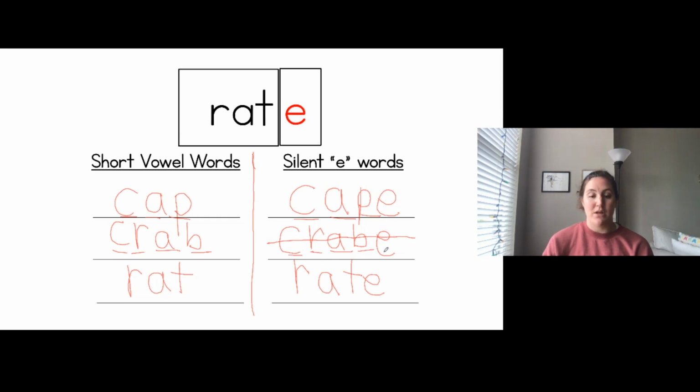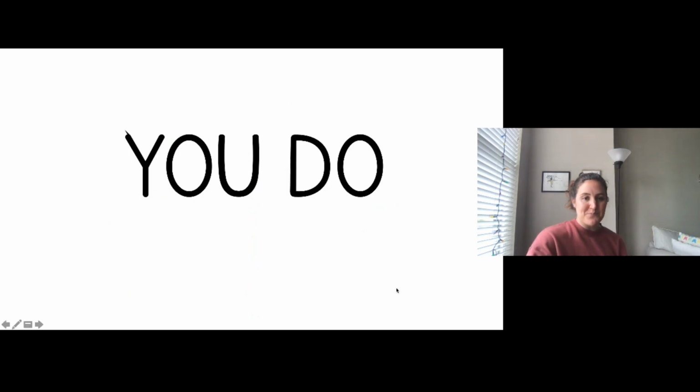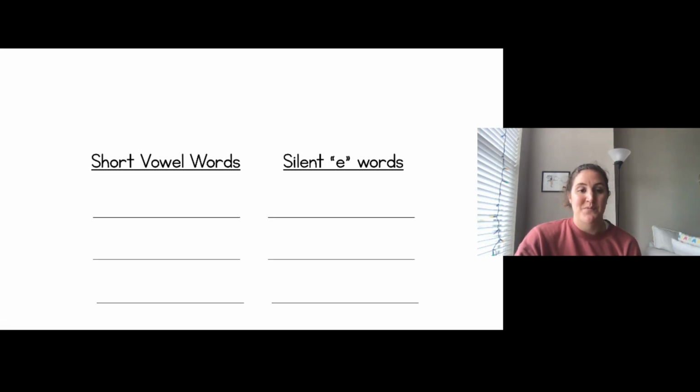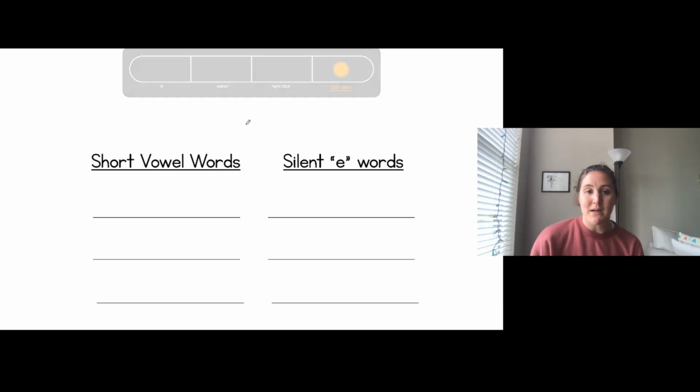Abe, crabe. Over here we make the short vowel sound A. At, rat. Over here there's an E, so we make the long vowel sound. Ate, rate. Very good, kindergartners. Okay, so now it's going to be your turn to sort some words by yourself. Okay, so make sure you have a piece of paper where you can draw a line down the middle to have the short vowel words and the silent E words.